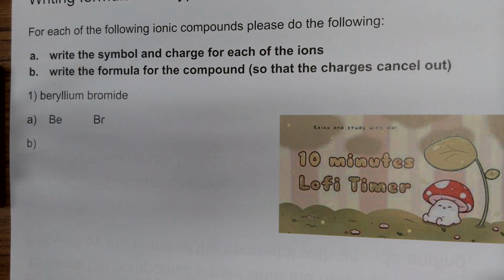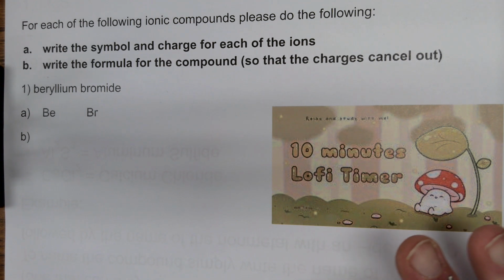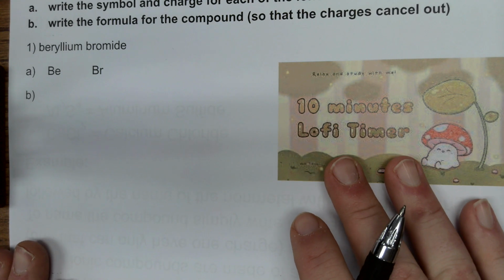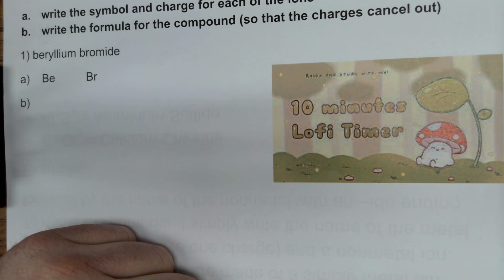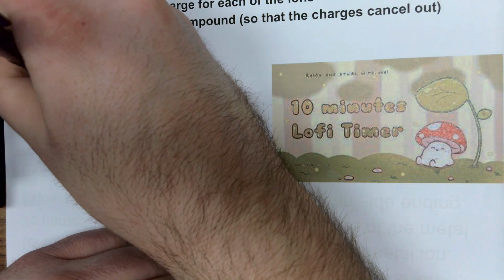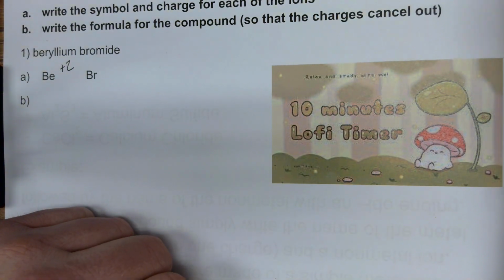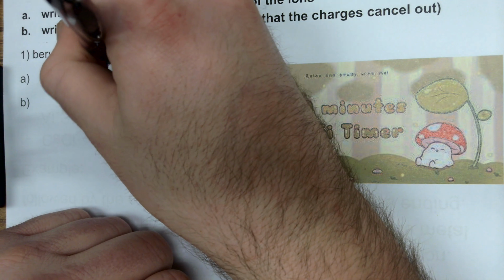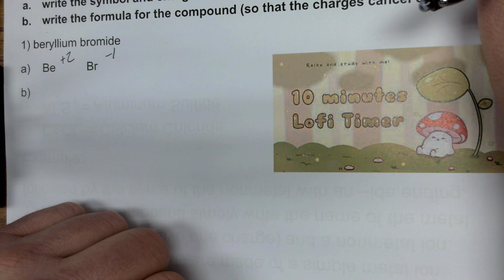So let's look at one together then. We're looking at number 1, the very top of my page. Beryllium bromide. I'll start this off for us. What is the cation here? What's going to be the charge on beryllium? +2. What's the anion going to be for the bromine? -1. So what's my formula going to be?